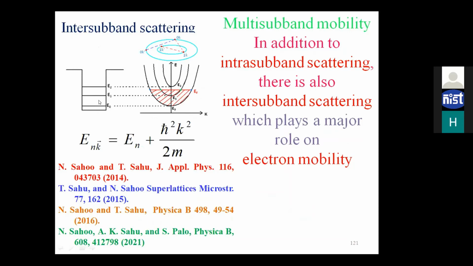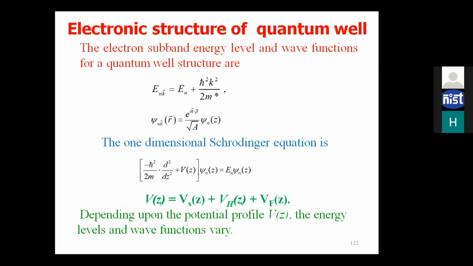These wave functions, that means the eigenvalues. So to calculate the eigenstates and eigenvalues, that means the electron subband energy level and wave function of the quantum well structure, we can say this E_nk, because there are a number of energy levels, either 1, 2, 3 like this. So E_nk is equal to E_n, the minimum conduction band energy, plus ħ²k² by 2m*, that is the effective mass.